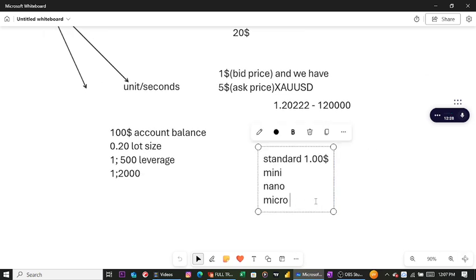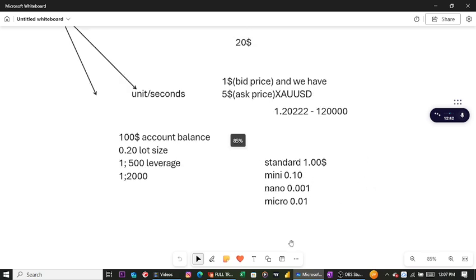Under micro we have 0.01. Under mini we have 0.10. Then under nano we have 0.001. So that does it for that.